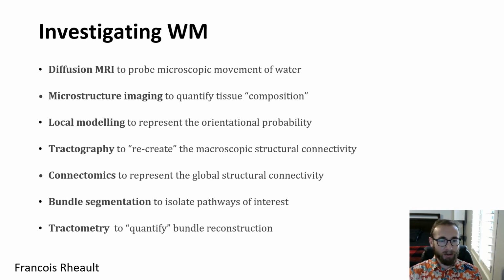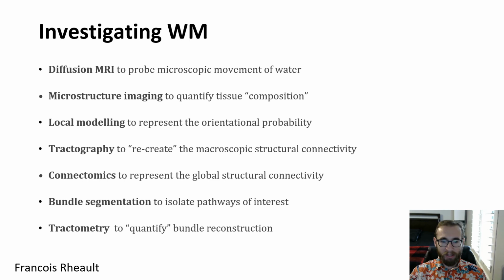Diffusion MRI is the acquisition that aims to probe the microscopic movement of water. Microstructure imaging is the quantification of the tissue composition and its characteristics. Local modeling is an attempt to represent or simplify the fiber population orientation. All the brain structures are locally oriented in the brain. Tractography is the act of reconstructing the microscopic structural connectivity, so the reconstruction of probable paths that connect different regions. Connectomics is a simplified representation of a global structural connectivity signature.